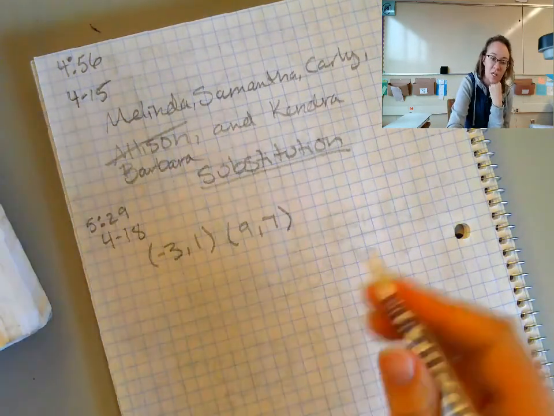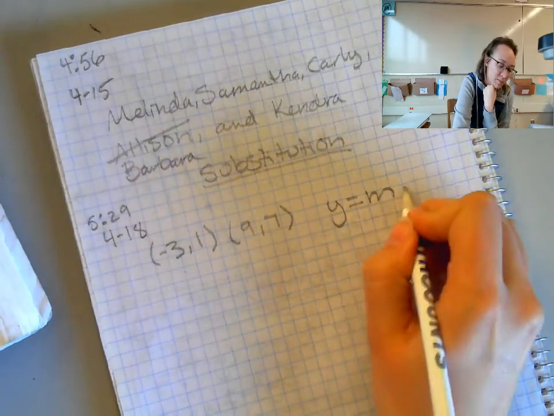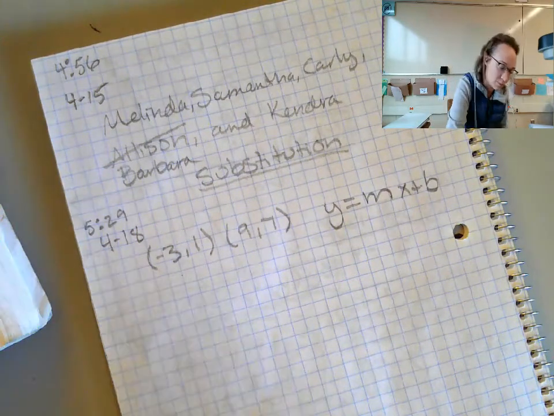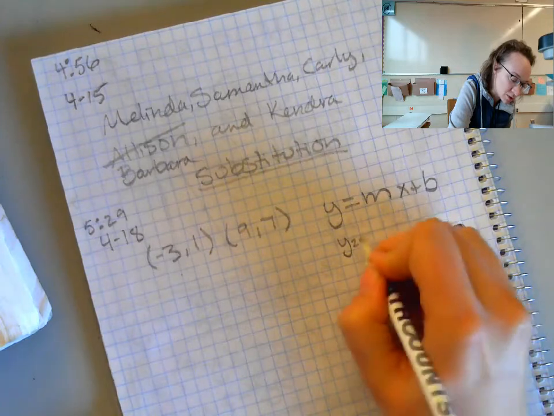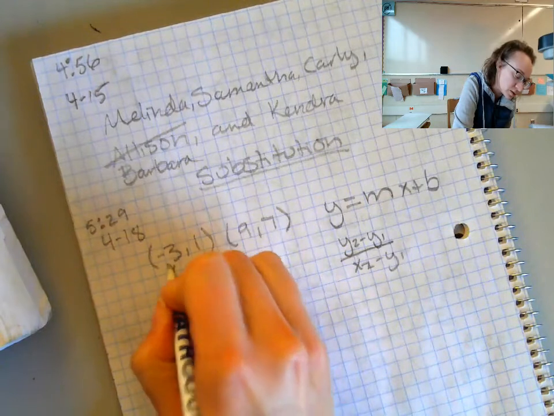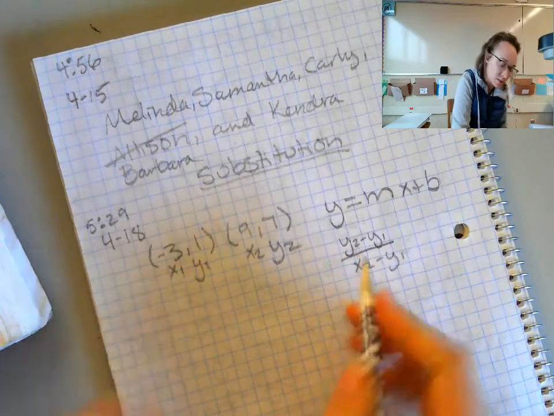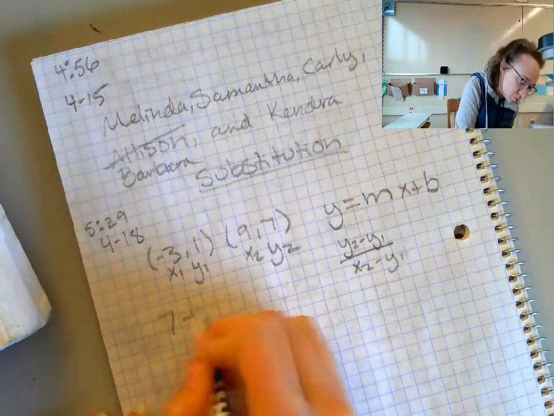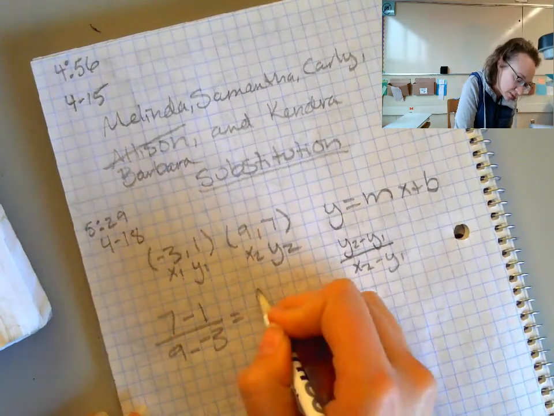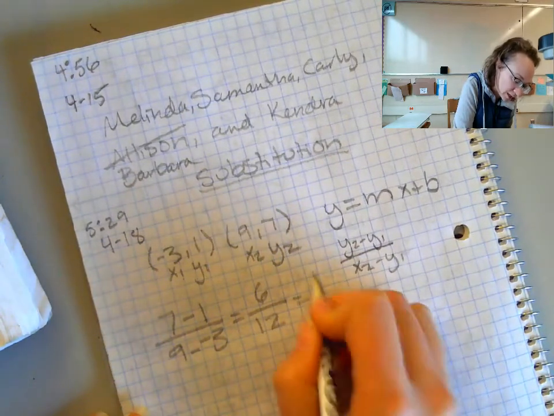All right, on 4-18, we have 2 points. We're trying to find the equation of the line. I'm going to use y equals mx plus b form. And so our first step is to find the slope. So remember, our slope formula would be y2 minus y1 over x2 minus x1. So x1, y1, x2, y2. So I plug those numbers in. 7 minus 1 over 9 minus negative 3 gives me 6 over 12, which is 1/2.